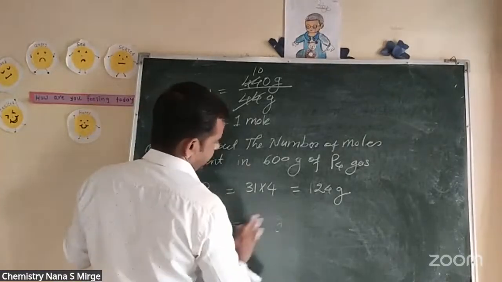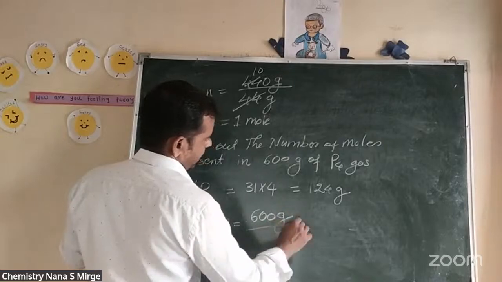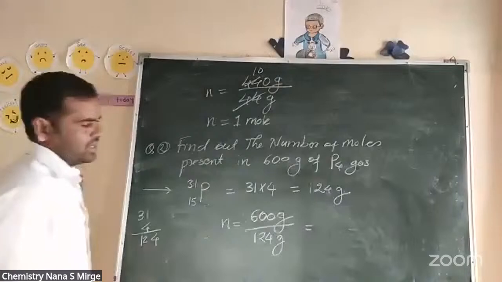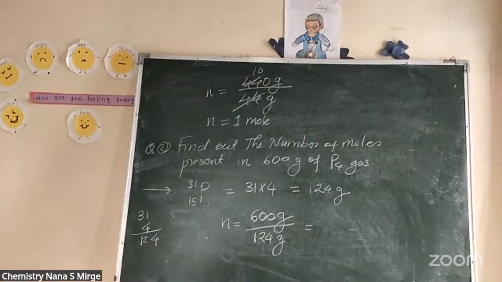Therefore, number of moles is equal to 600 grams divided by 124 grams. Whatever the answer may be, you have to calculate and find it out. About 5 moles.